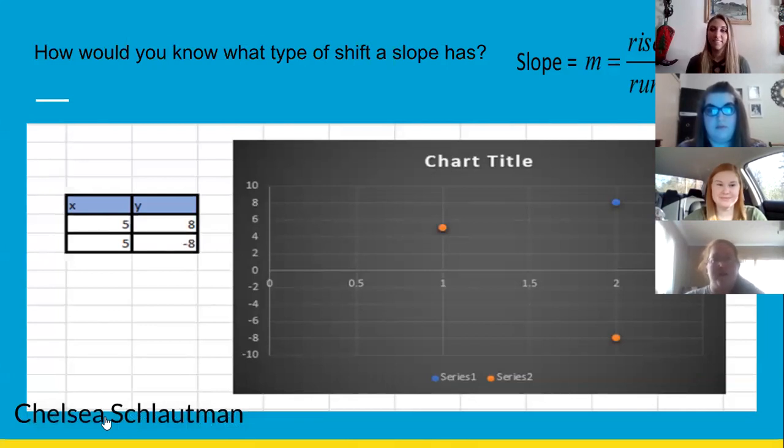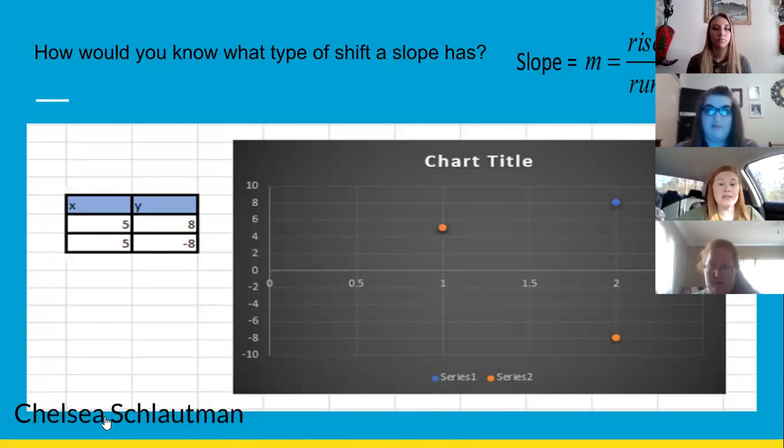So Chelsea, how would you know what type of shift a slope has? Well, one way to find out the type of shift is to use the formula for the slope, which I have provided right over here for you. First, you'll start by labeling the coordinates given, x1, y1, x2, y2, and then you're going to plug those numbers into the formula provided to get the slope.